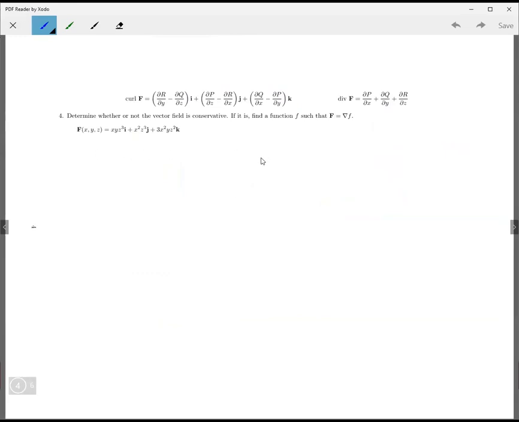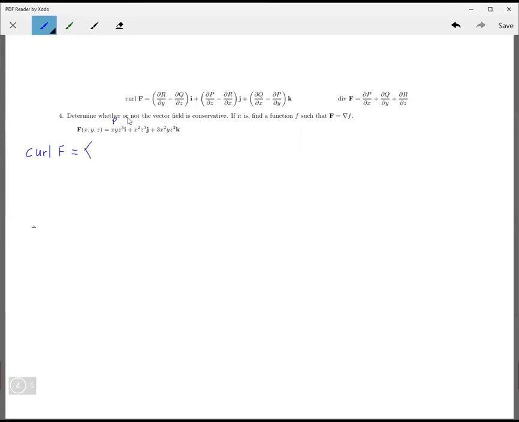Okay, so number 4, determine whether or not the vector field is conservative. If it is, find a function f such that F is the gradient of f. So they want you to do these calculations. You don't necessarily have to. You can try to find this from the beginning, if you're really good at finding these, and you can tell when you can't find one. But they want us to calculate the curl, so we'll go ahead and do that.